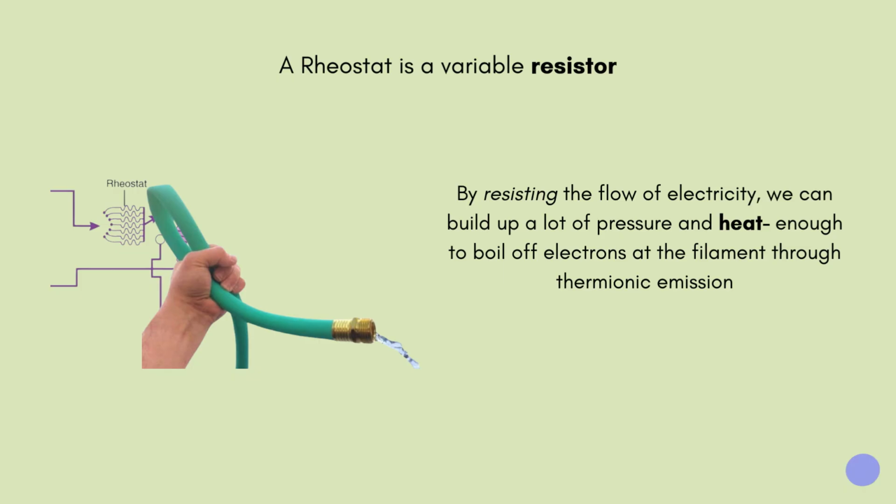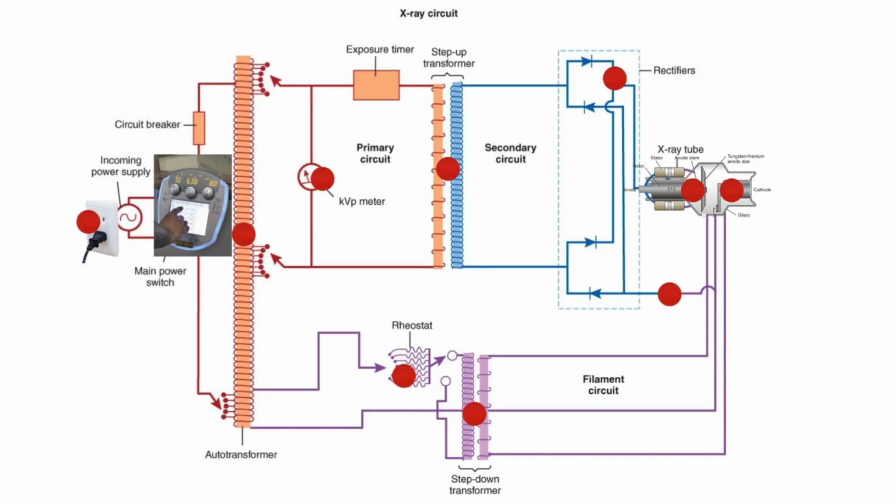So much heat is produced, and 1% of that will be our X-rays. So that's kind of where we start to get our heat there, that rheostat or resistor. And we need heat, right? Because we need to boil electrons off at the filament with thermionic emission. So if we come back and we start, after that, we start talking about the step-up transformer.